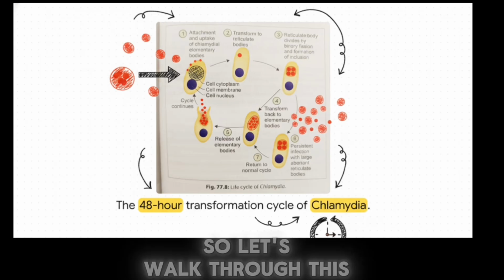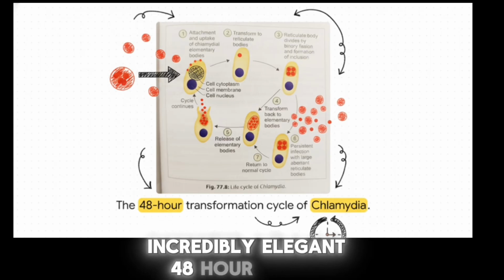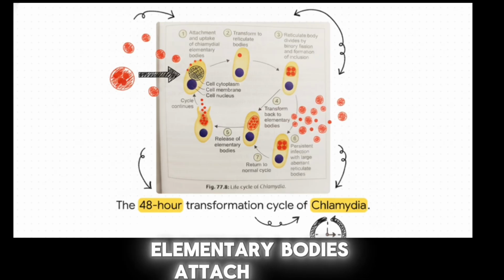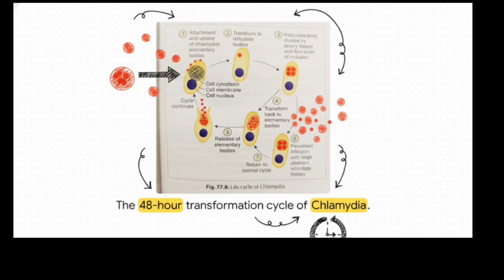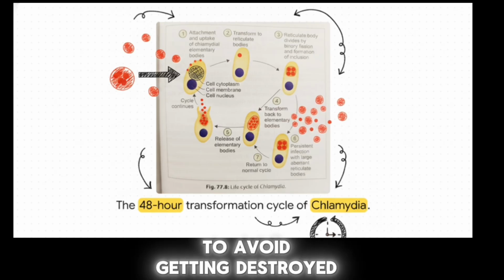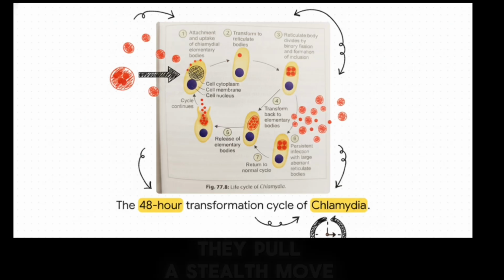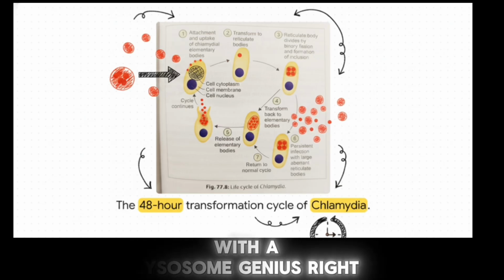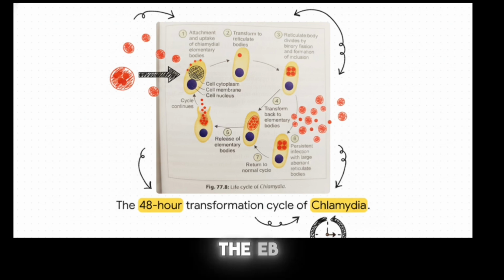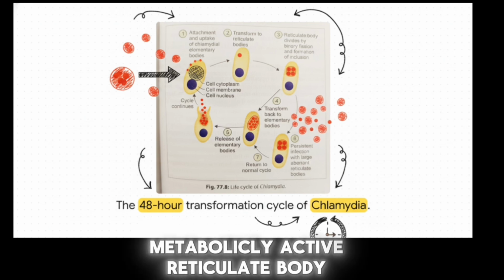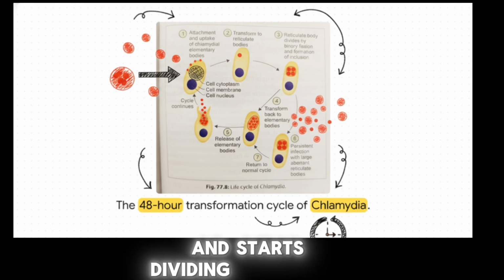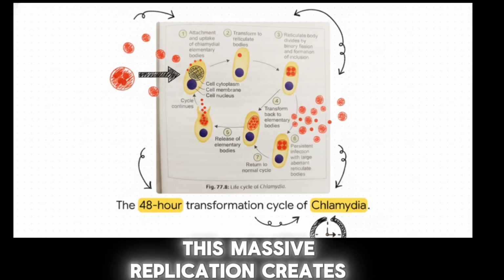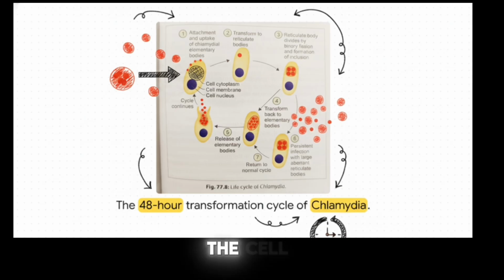So let's walk through this incredibly elegant 48-hour cycle. It starts when the infectious elementary bodies attach to the host cell and get taken up into a vacuole. To avoid getting destroyed, they pull a stealth move and prevent the host's phagosome from fusing with a lysosome. Genius, right? Safe inside, the EB transforms into that metabolically active reticulate body and starts dividing like crazy, by binary fission. This massive replication creates a huge inclusion body inside the cell.